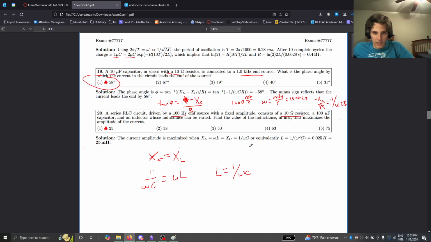And again, it's going to be the hertz times 2 pi for your omega. So 1 over 100 times 2 pi, square that, then dividing by 100, you get 2.5, whatever, 25. There you go, there's all the questions.